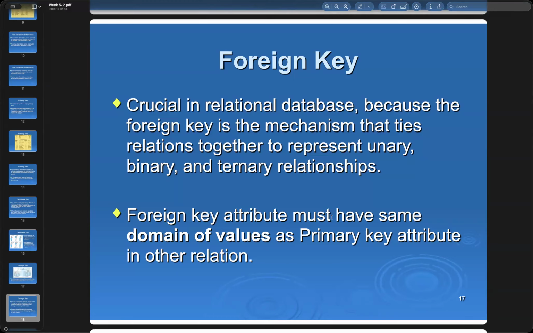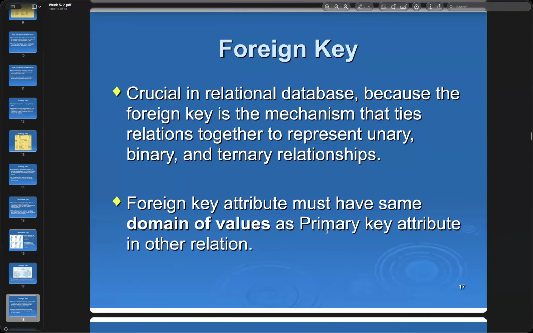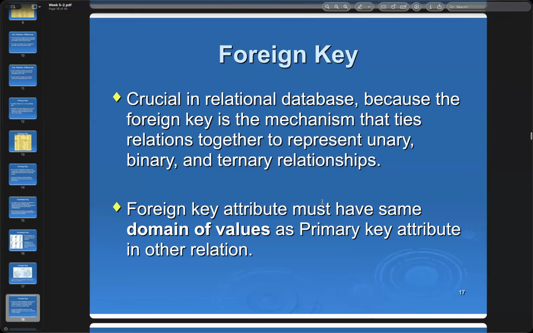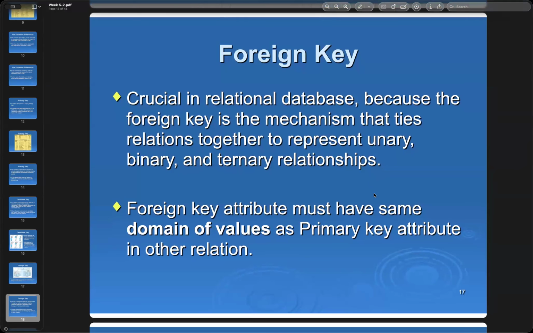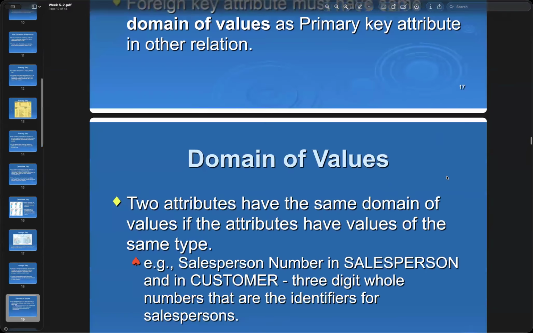The foreign key attribute must have the same domain of values as the primary key attribute in the other relation. Also, for the DBMS, if other tables use your primary key, you need to update the foreign key first. That means if a table has a foreign key from another table, and you need to delete that primary key, first you need to update yours. Otherwise, you cannot delete that primary key from the original table. Later you'll know more details, but this is just extra information.